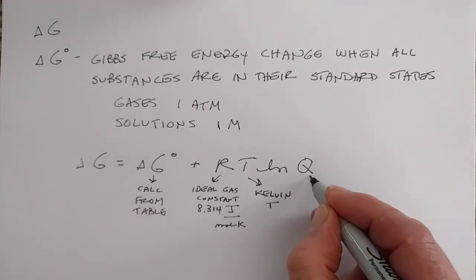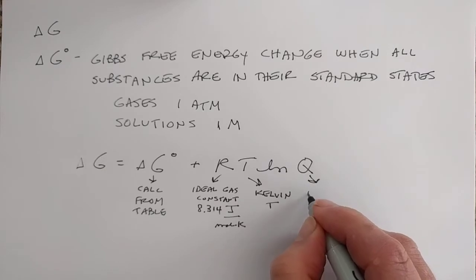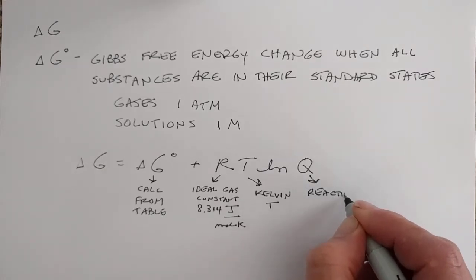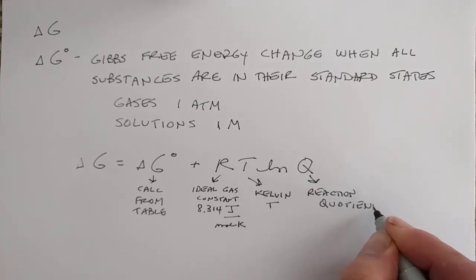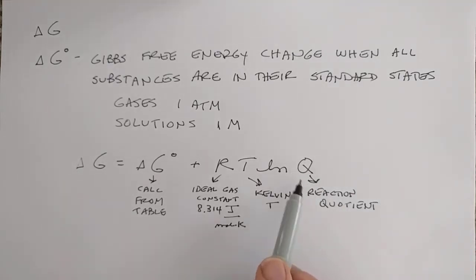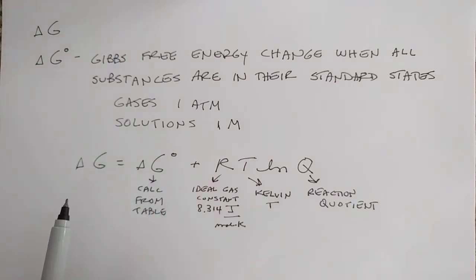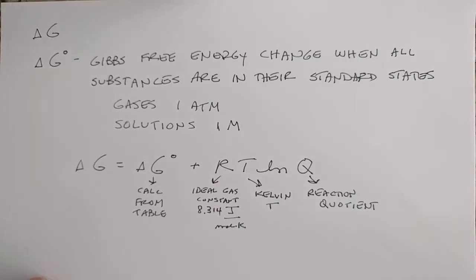And this Q, we've seen this before. This is just the reaction quotient back when we did equilibrium. It is the same thing. So this is the equilibrium expression, the K, but at the concentrations or pressures that you are at. And our Q is always moving towards the K. Everything goes towards equilibrium. And everything goes towards a delta G value of 0.